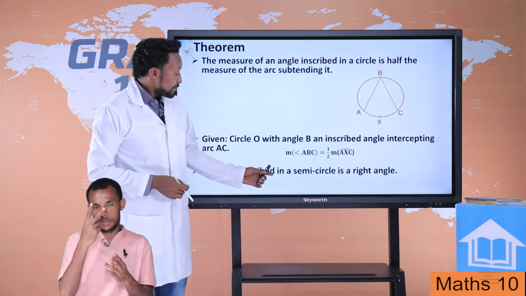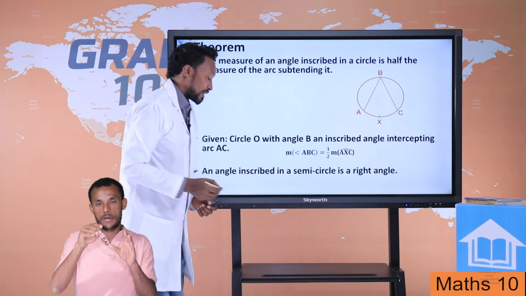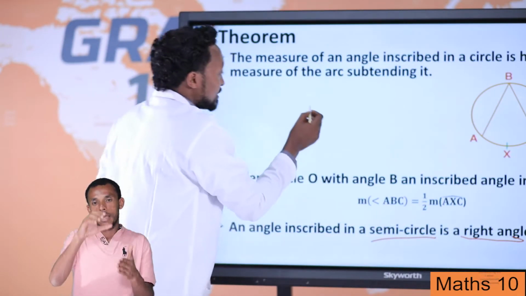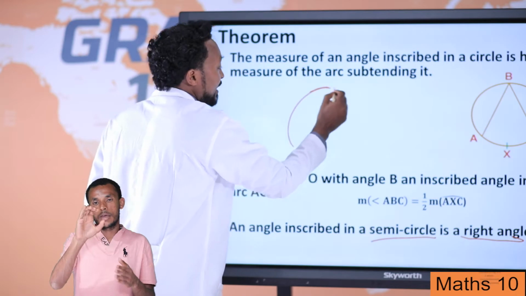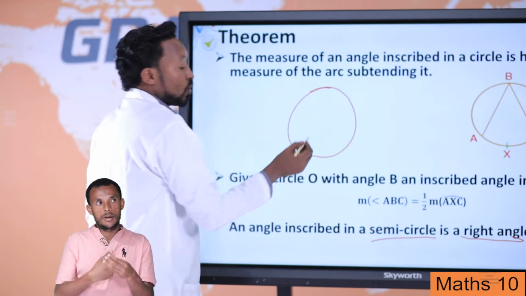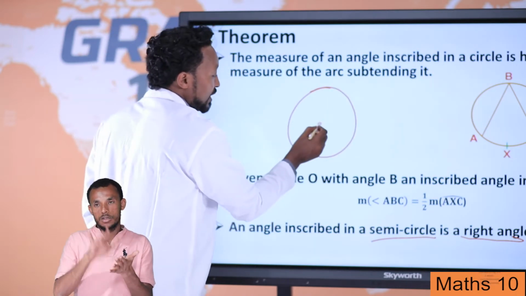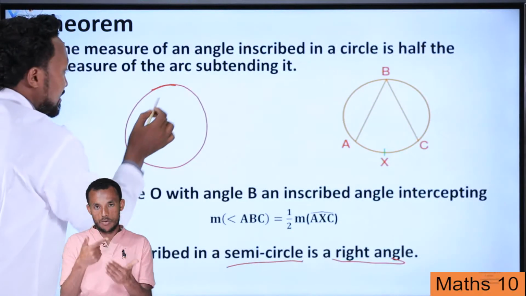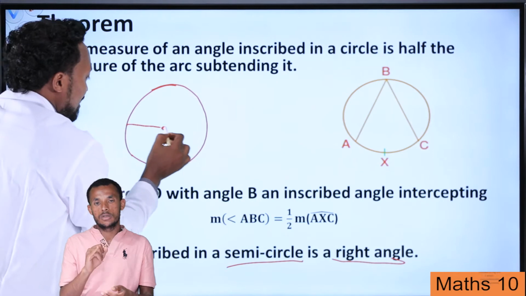The angle inscribed in a semicircle is a right angle. What does this mean? That means there is a circle here. This is a circle with center O. This one is center O. Therefore, there is a semicircle here.